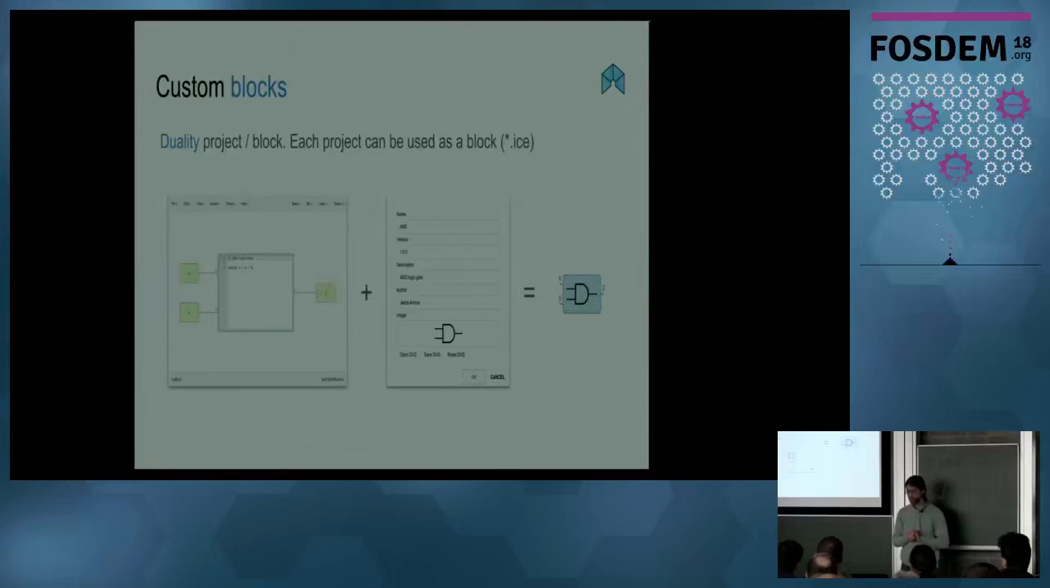But there are also custom blocks. It's a duality between project and block because each project can be a block. Icestudio designs are plain JSON with .ice extension. So you can create a project, and you can use this project as a block for other projects. For example, you can create this project. You can add some kind of name, description, and image, and you can use this project as this block in other designs.